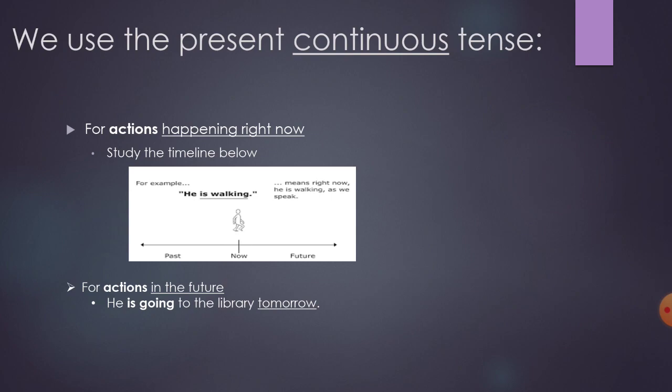Rather than he's going to the library tomorrow, which means in the future, if we remove the word tomorrow, it becomes he is going to the library, which means right now as we speak, he is in the process of going to the library. His going to the library falls under the first situation, which is actions happening right now. Okay, right now he is on the way to the library.